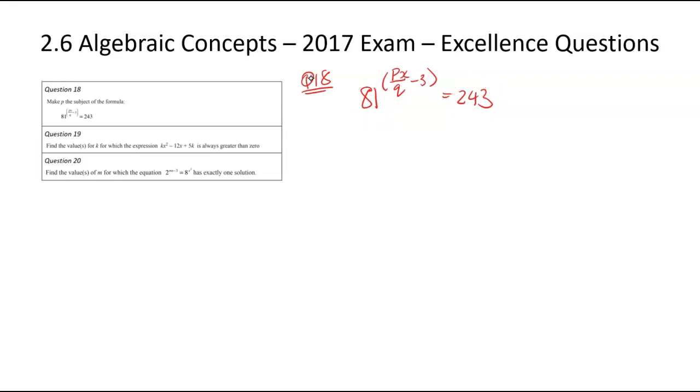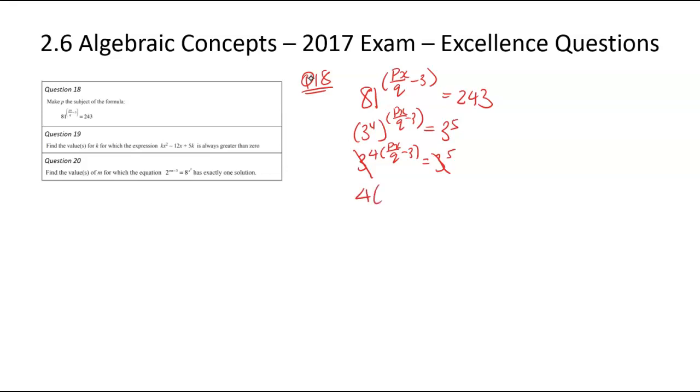The thing I've noticed is 81 and 243 are both numbers which have a base of 3 and a bigger power. So 81 is actually 3 to the power of 4, and that is to the power of px divided by q minus 3, and 243 is 3 to the power of 5. I'm now going to expand the brackets on the left-hand side. So that means it's going to be 3 to the power of 4 times px divided by q minus 3 equals 3 to the power of 5. The bases are the same. They can cancel each other out. You also could have logged both sides, and then the log 3 would have canceled as well.